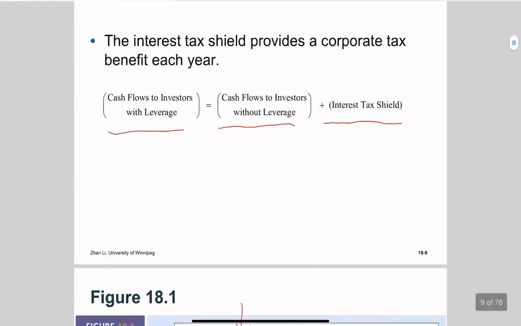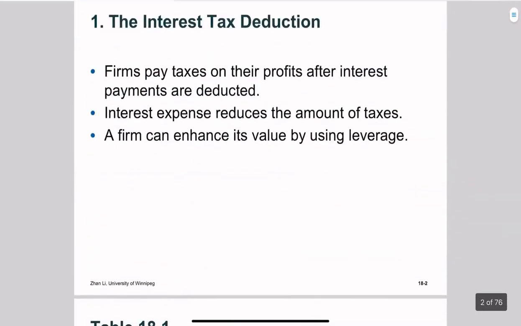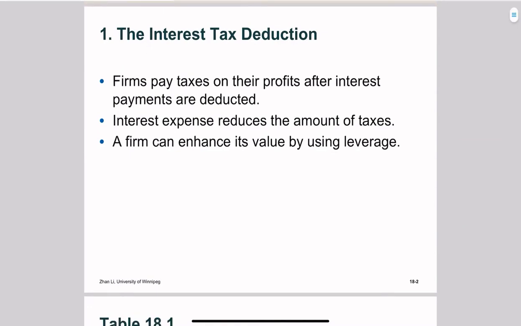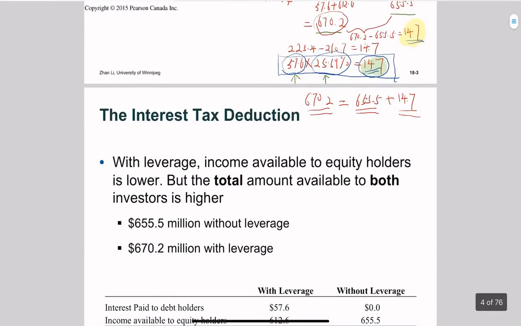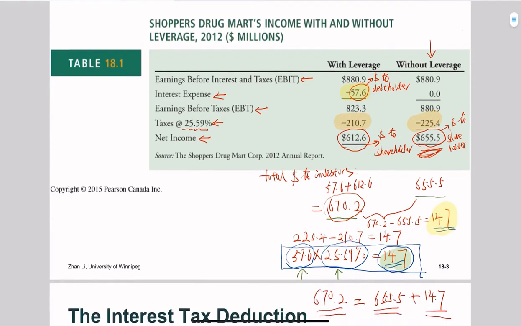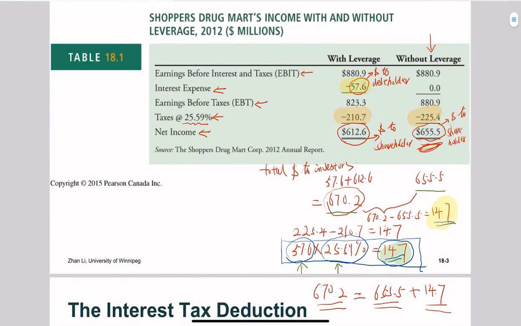So let's first quickly review what we have discussed in the last class. Basically the idea is if a firm is using debt, then the firm will incur some interest payment. But the nice thing about interest payment is it is considered as an expense, so it will not be taxed, right? This basically means the interest payments to debt holders will be shielded away from corporate tax.